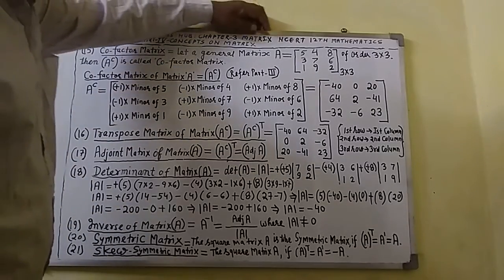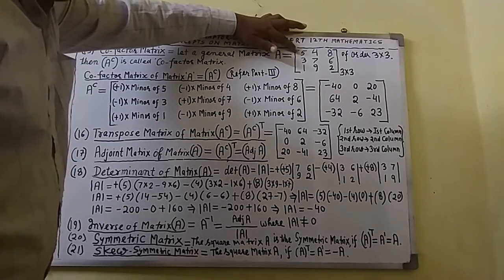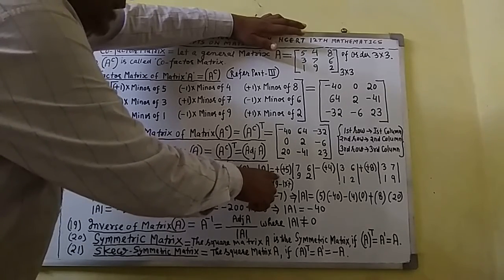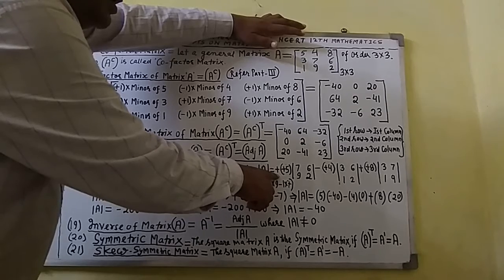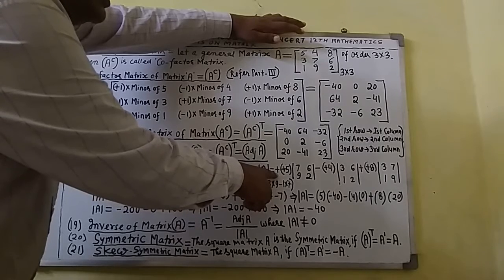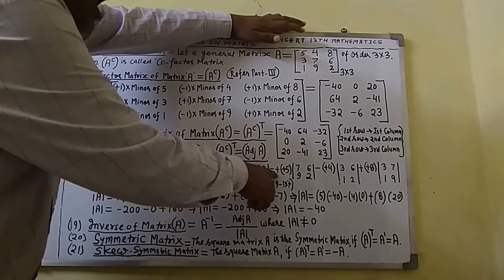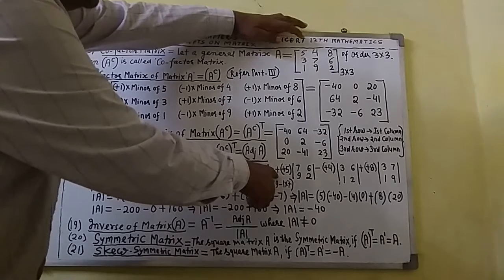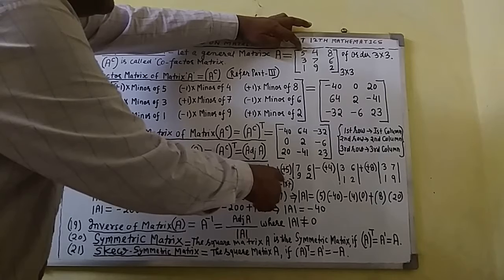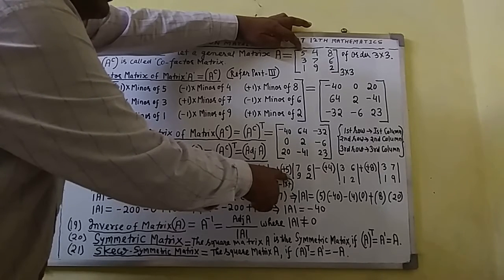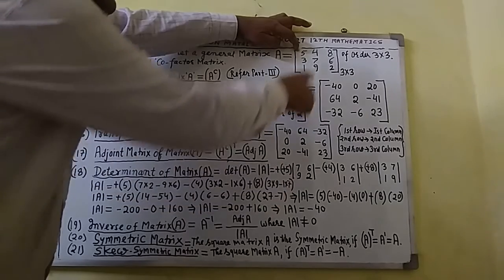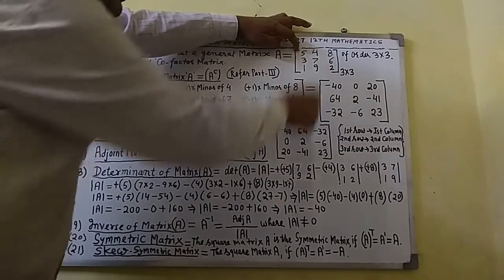Here you can see the first element is plus 5, so the plus sign is constant and fixed here, and will always be written as plus. Plus 5 is there, so I have written plus 5. After that, the minor of plus 5 will be 7, 6, 9, 2, which will multiply.